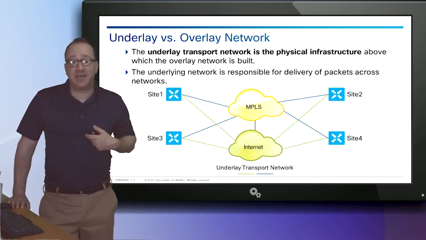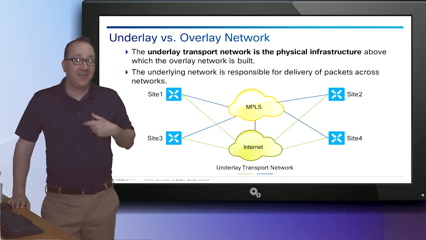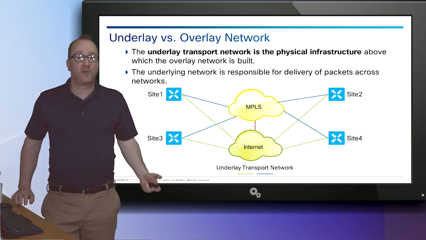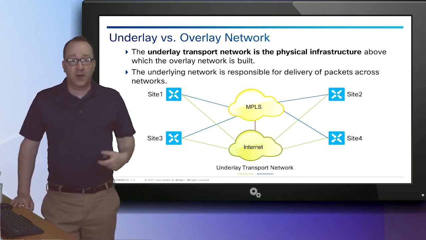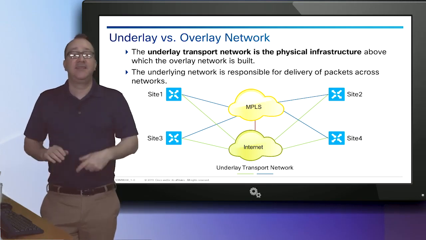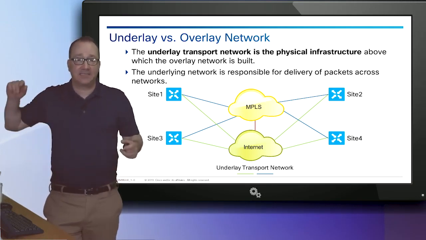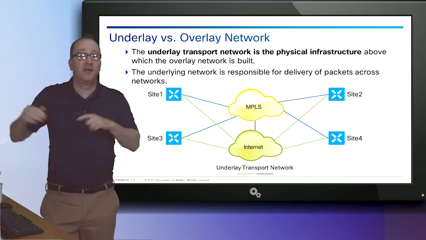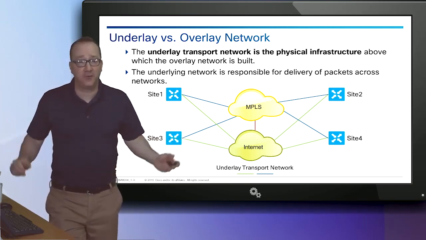So, as I've said before, and I'm going to say again, the underlay transport network is the physical infrastructure above which the overlay is built. If I've got an MPLS connection from a vEdge device into a network, that's my underlay network. If that site connects me to other vEdge sites, I'm going to run an overlay network that's going to create the tunnels between those sites.